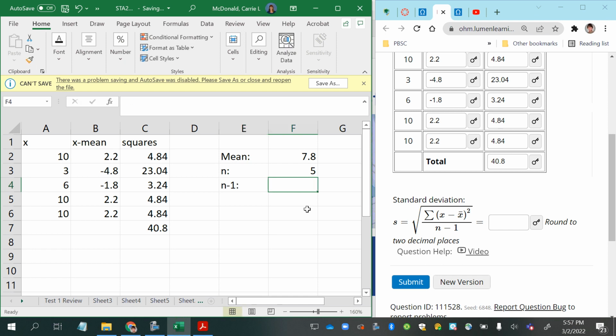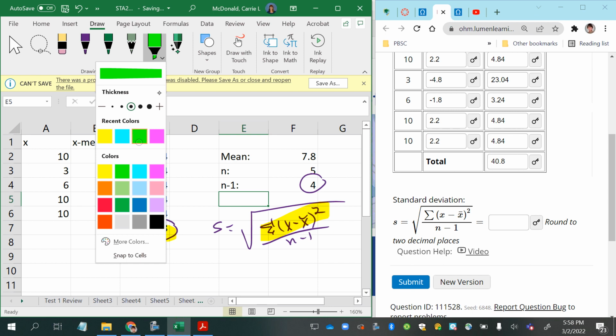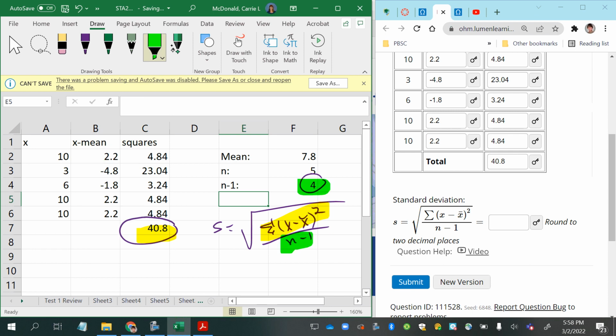So if n minus 1 is 4, then to calculate the standard deviation, I'm going to be using this value, which is the sum of the squared differences, and this value, and I'm going to be dividing those and then take the square root, because the formula says to take the square root of the sum of x minus x bar quantity squared over n minus 1. And so this part is right here, and this part is right here.